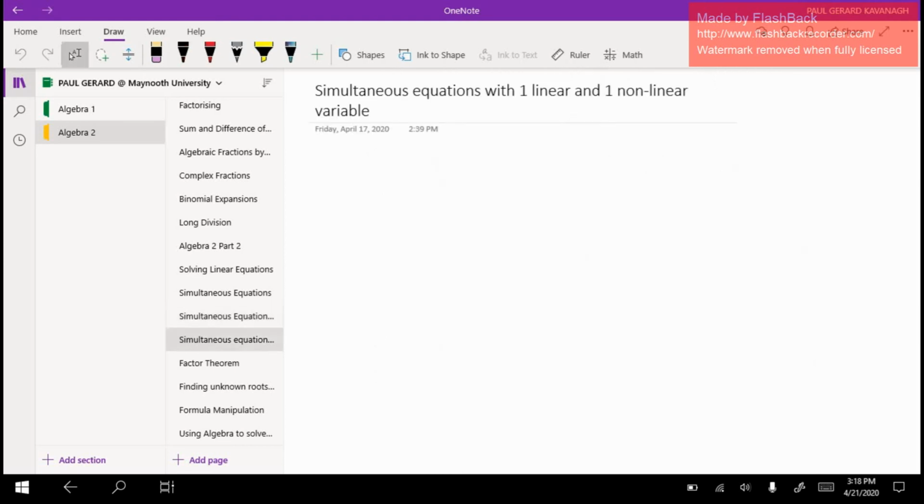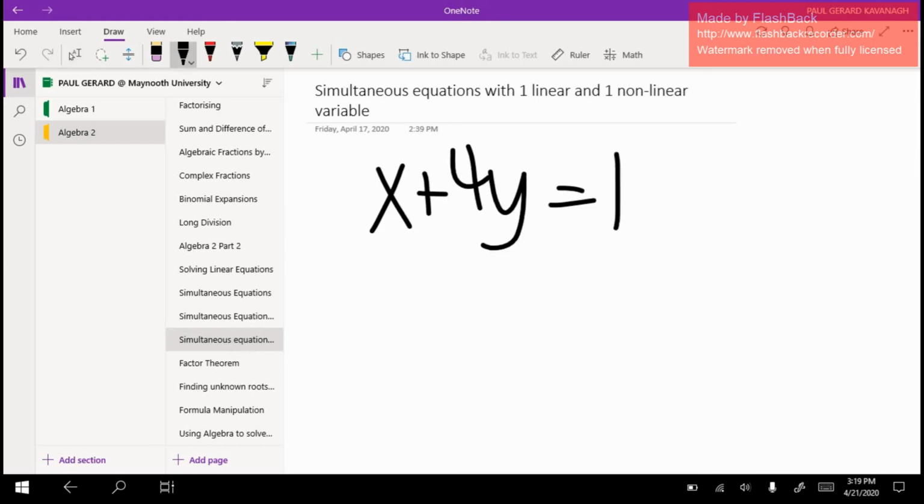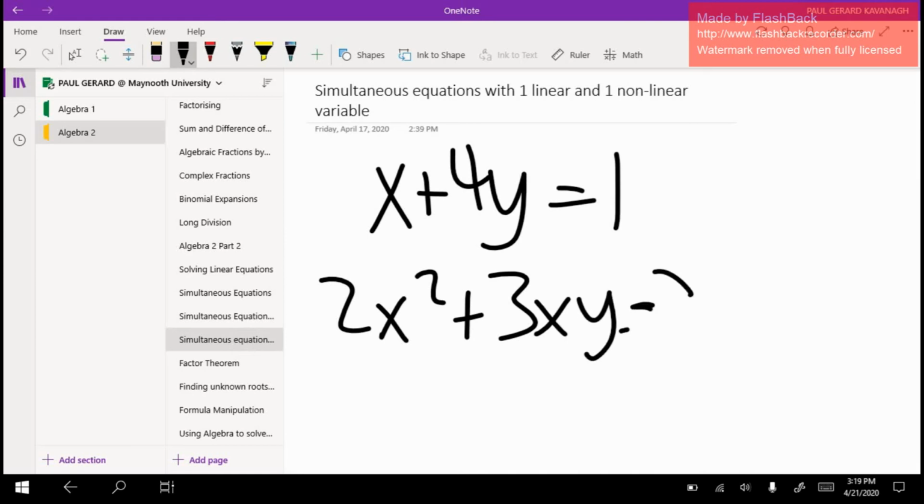So, what's the next one? It is very important. The next one is simultaneous equations, where you have one that is linear and another one that is nonlinear. So let's just say you have x plus 4y equals 1, and 2x squared plus 3xy is equal to 35.